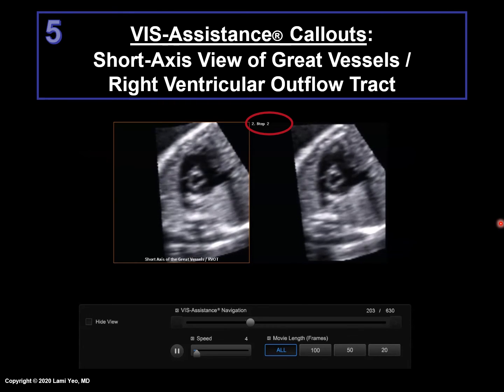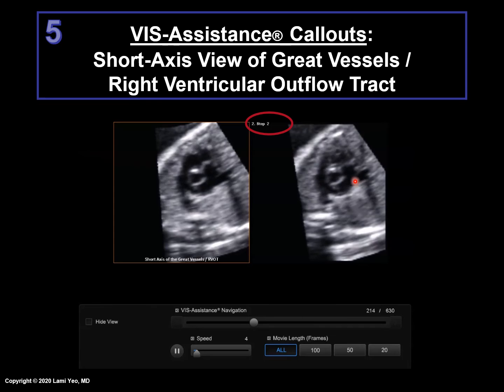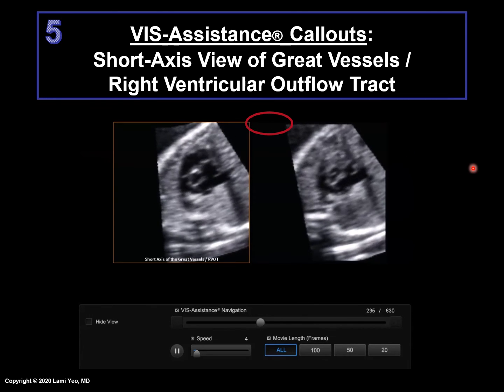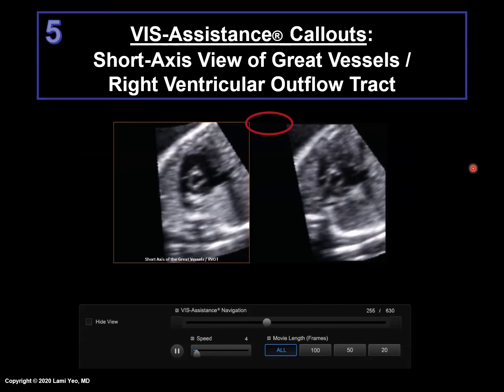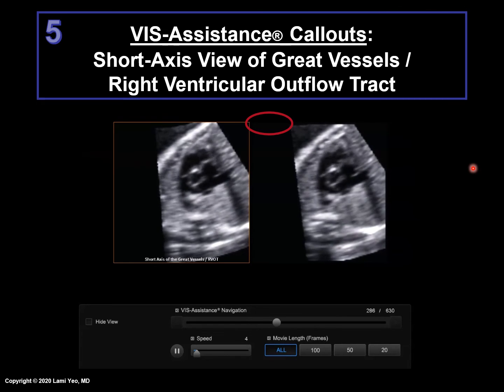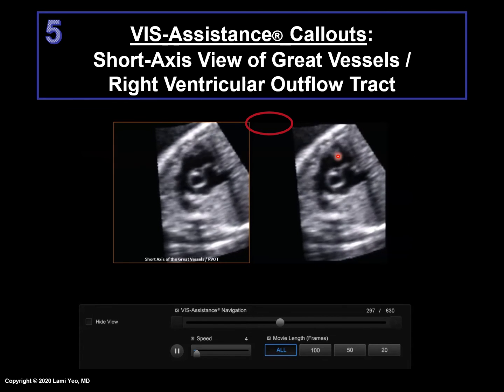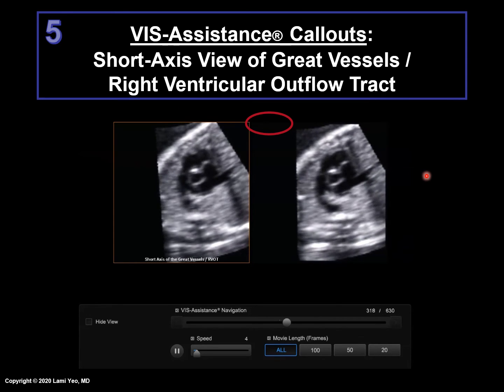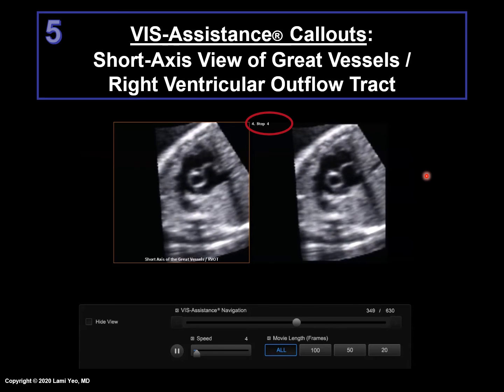However, the main pulmonary artery bifurcating into the ductus arteriosus and right pulmonary artery are seen nicely. The second call out states step number 2. Here, the right atrium is shown as well as the tricuspid valve. And the right ventricle with the main pulmonary artery and its valve is also seen. The third call out states step number 3, and for this fetus, a very nice view of the short axis of the great vessels is being shown.